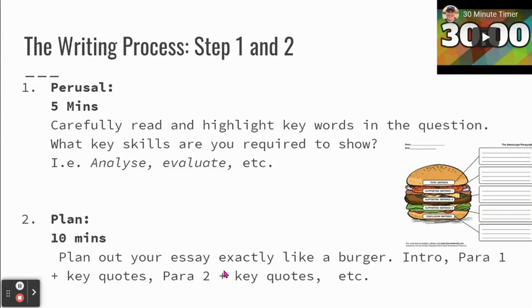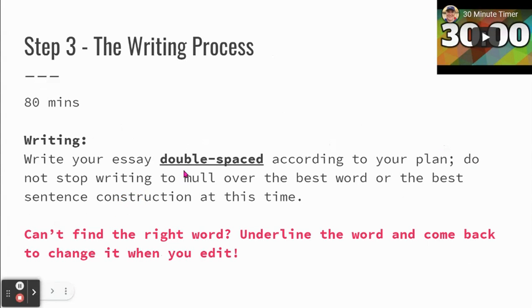Repeat the same thing for paragraph 2 and also paragraph 3 and paragraph 4 if you also do a 4th paragraph. So what's going in each paragraph? Which characters are you writing about? What's the point that you're making about it? And what are the key quotes that support that? Okay? So, step 3 of the writing process, you want to allow yourself about an hour and 20 minutes, Year 12. Remember, your exam will be 2 hours. An hour and 20 minutes of just straight writing. And that's why it's important that you spend 10 minutes on the plan first.